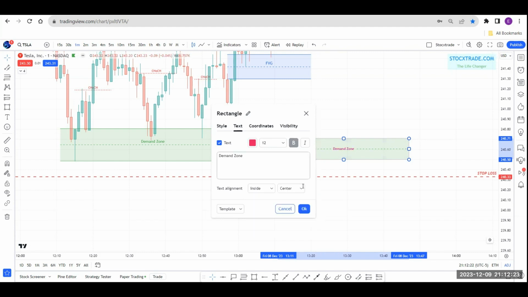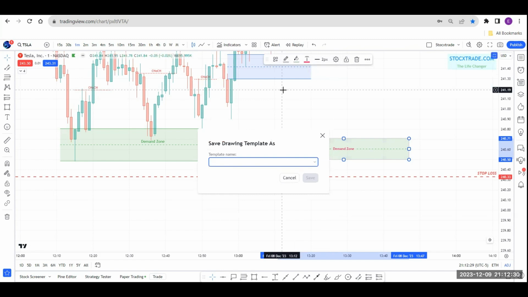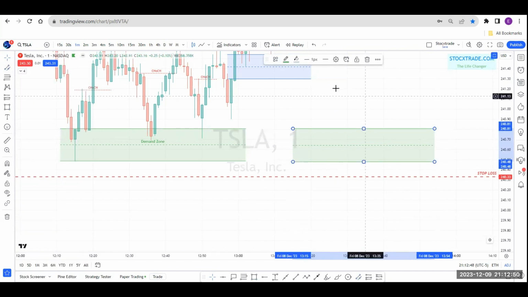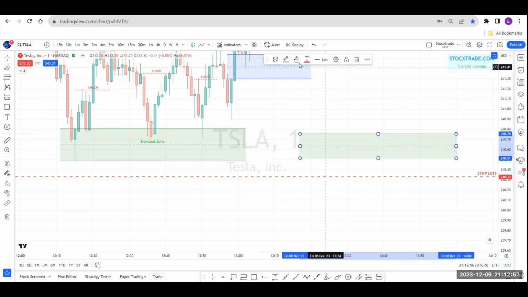Then this pop-up window will open. Go in the templates, save drawing template as demand zone red. Just to show you, I'm saving it like that. Okay. Now you can remove it. Suppose I mark the demand zone, this is from the parallel channel. Okay, here. Oh, sorry, I marked there. Okay, in the block. Okay, this is red.